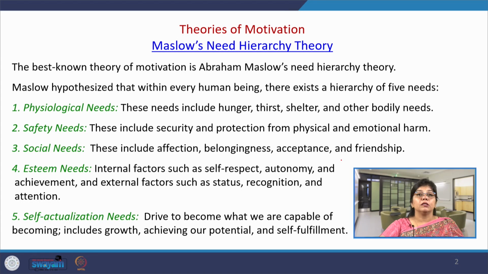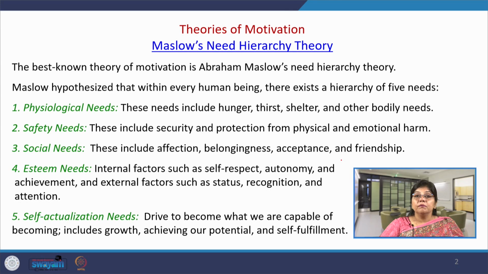The next are the social needs. These include a sense of affection, compassion, and belongingness, as well as acceptance and friendship. These are needs that even a child wants to satisfy, and an adult also wants to satisfy in terms of belongingness, acceptance, friendship, or compassion.